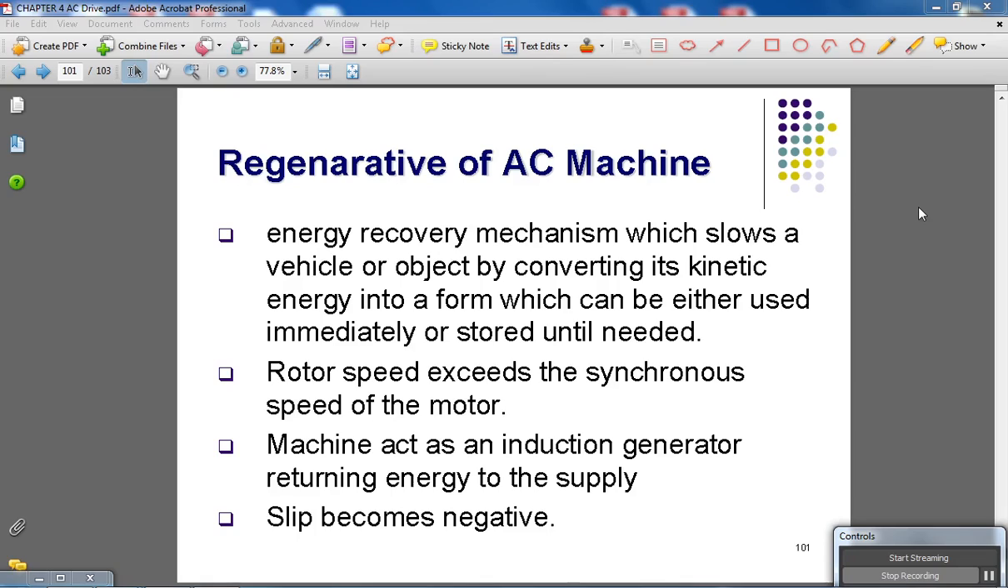So when regenerative braking happens, the rotor speed exceeds the synchronous speed of the motor. So the machine acts as an induction generator, returning energy to the supply. Because during this time the motor has more energy, the energy will be returned to the supply or stored in a battery, the same concept as a generator. And the last point, slip becomes negative because again, the rotor speed is faster than the synchronous speed.